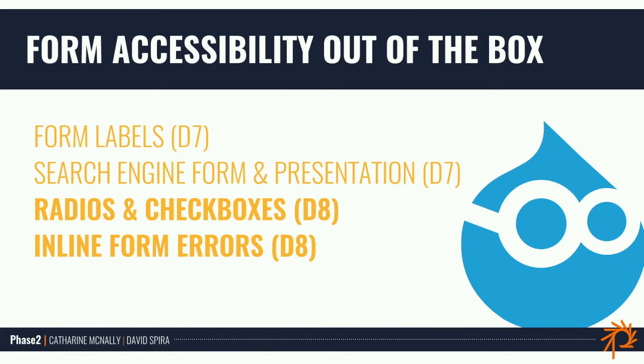As I mentioned, form labels was an improvement of Drupal 7. Search engine form and presentation was also an improvement of Drupal 7. But radios and checkboxes has been improved. And that's an improvement because radios and checkboxes is part of a group. And now it says what the radio checkbox group is, and then it goes to each element. So you now know if one is selected and one is deselected. So when you're using a keyboard, you have clear context on what to do. Inline form arrows is something I'm very excited about. I'm going to be showing that to you in a few slides.